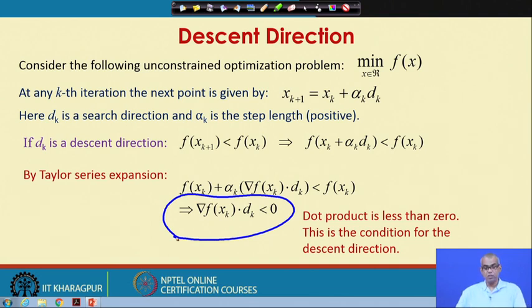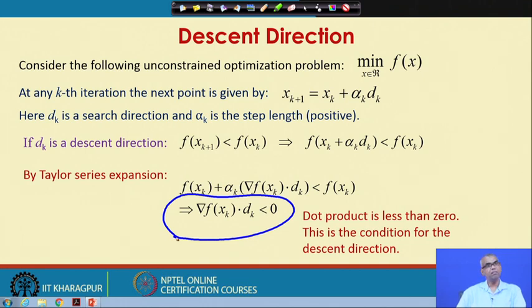So, if dk is a descent direction, the dot product of dk with the gradient of the function at x k will be less than 0. So, this is the condition for the descent direction. The condition for the descent direction is that the dot product of the gradient at x k with the descent direction is less than 0.